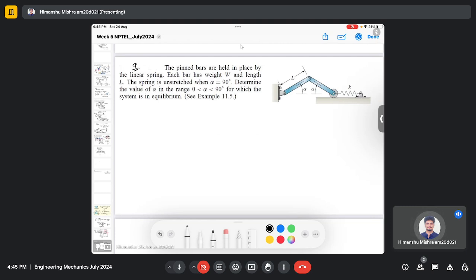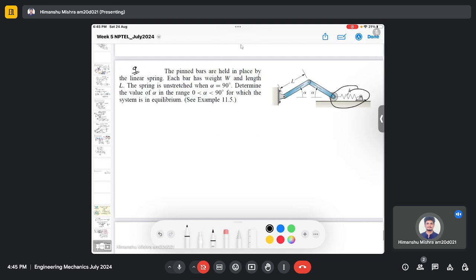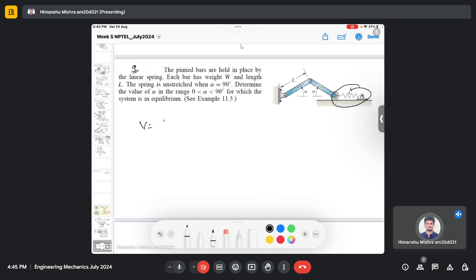For the system to remain in equilibrium, we know that the total change in the potential energy should be equal to 0. In the system, we have the elastic member and the weight of the bars, which means the total potential energy should be the summation of the potential energy from the elastic member, which is the spring, and the weight. So the potential energy will be given as Vg plus Ve.